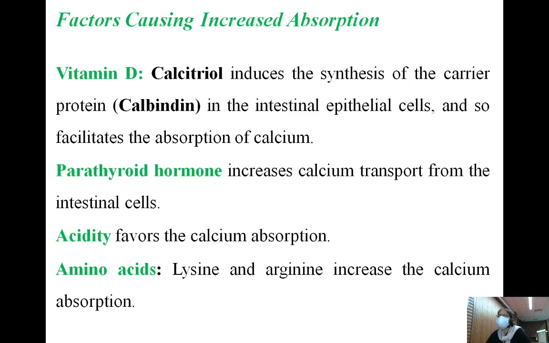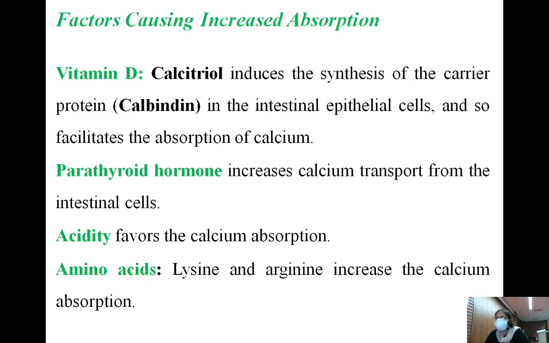Factors causing increased calcium absorption. Vitamin D. Vitamin D is very much essential for calcium absorption. Calcitriol induces synthesis of a carrier protein. The active form of vitamin D is calcitriol, 1,25 dihydroxycholecalciferol. That is called calcitriol. It induces synthesis of the carrier protein calbindin in the intestinal epithelial cells, and so this facilitates the absorption of calcium.